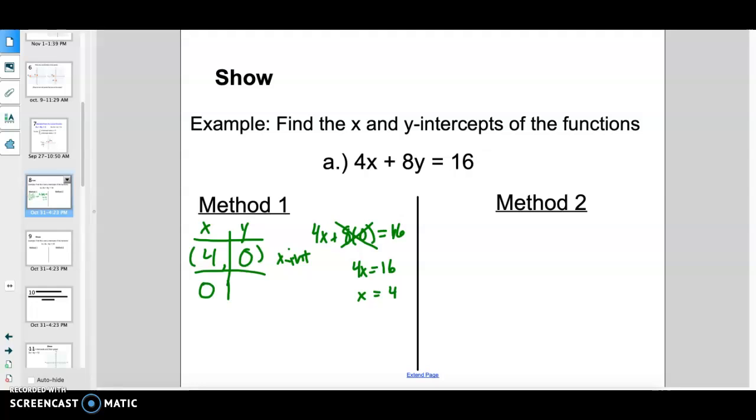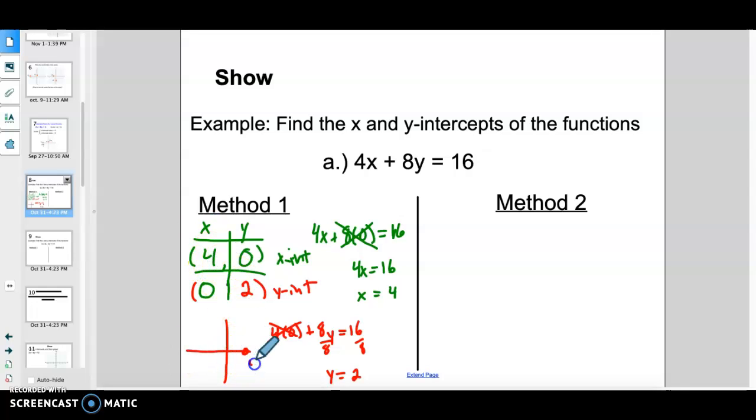To find the y-intercept, we are going to plug in a 0 for x. So it'll look like 4 times 0 plus 8y equals 16. Once again, anything times 0 is 0. So we're left with 8y equals 16. We could divide both sides by 8. So y equals 2. Our y-intercept is (0, 2). So that's our y-intercept.